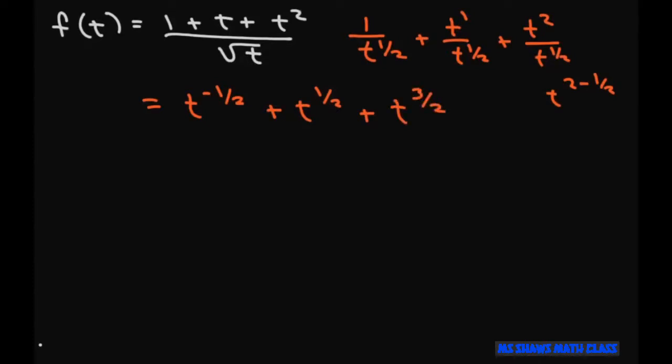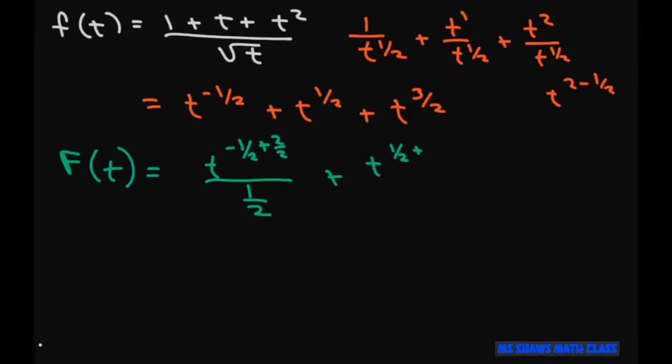So now we want to find the most general form of the antiderivative. So what you do is you write down your t, you write negative 1/2 plus 1, which is 2/2, and that equals 1/2. Plus, write down your t, 1/2 plus 2/2, that equals 3/2. Plus, write down your t, and that's going to be 3/2 plus 2/2, so divide that by 5/2.